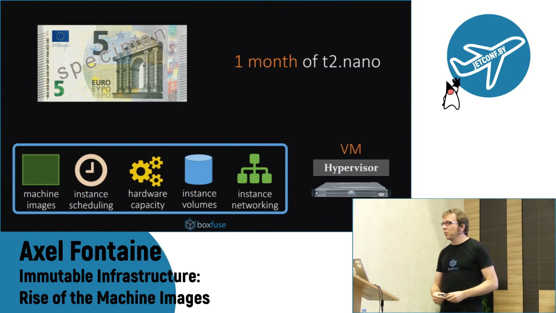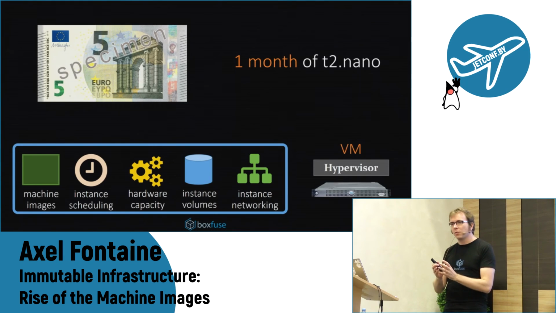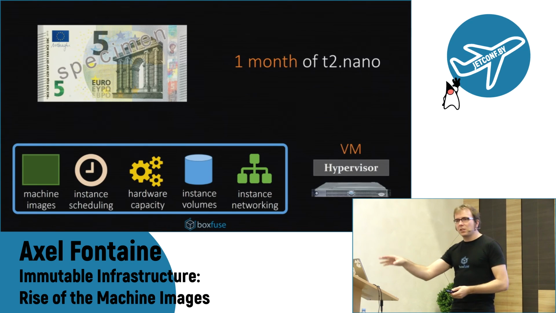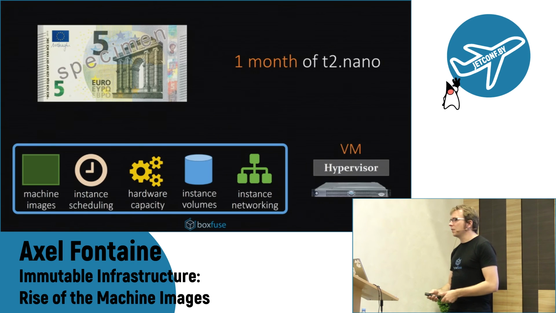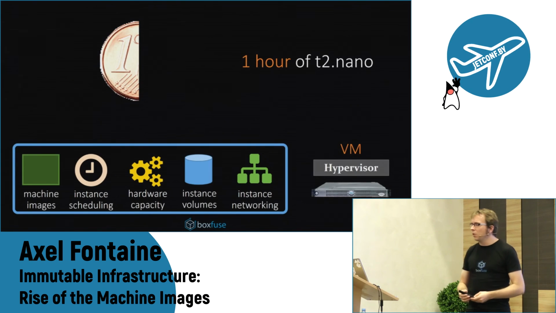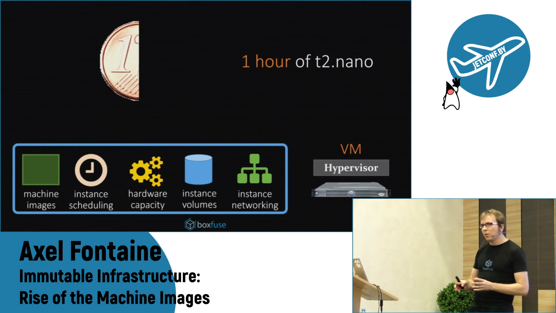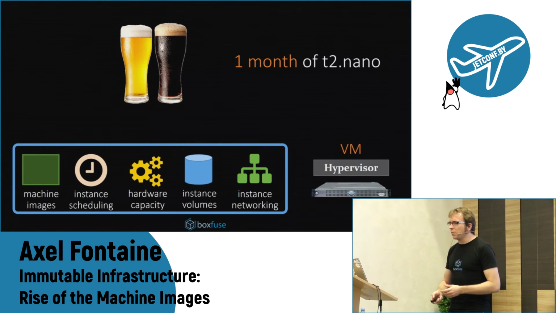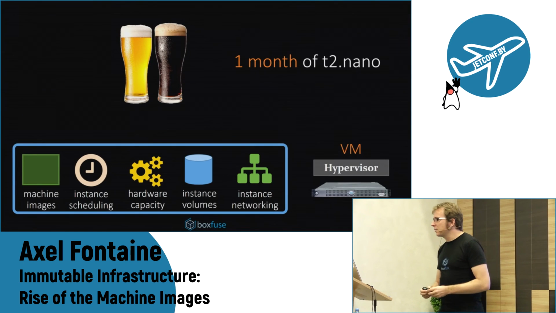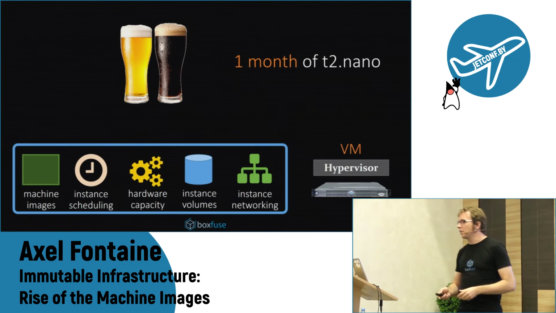€5 buys you more than 1 month of T2 Nano capacity, the smallest instance running on AWS, 512 megs of RAM, 1 virtual CPU, running 24/7. So this is actually about 40 days if you calculate it exactly. Or if you translate it even smaller, it's about half a cent of a euro per hour, or about the price of 2 beers in the bar here in Minsk. And that gets you about a full month of T2 Nano.